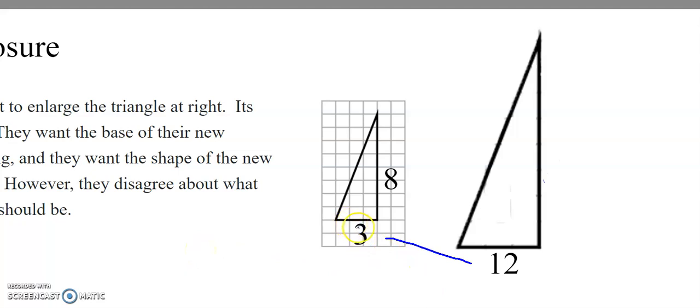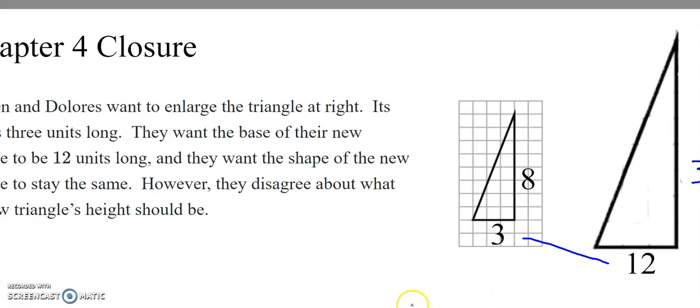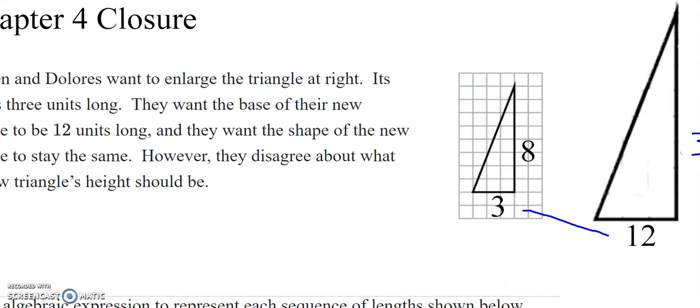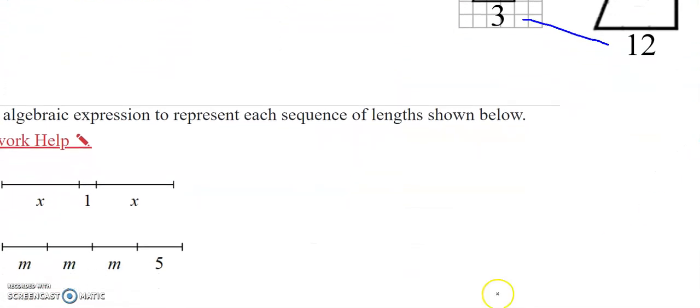So if we take a look here, 3, how do we get to 12 by multiplication? That's times 4. So if we do that to this side, we have to do it to the height here as well. So 8 times 4 is 8 and 8 is 16, 16 and 16 is 32. So that means this has to be 32. And now it's in proportion, and we have the new height for our new triangle. Hopefully that helps you on those problems.